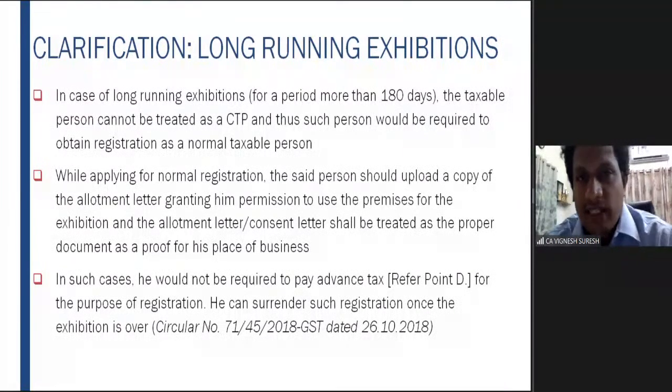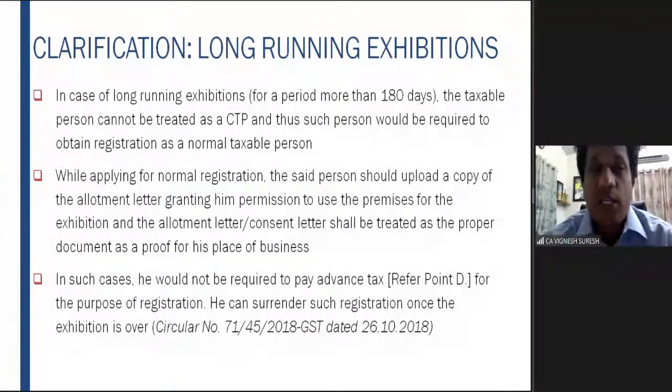In case of long-running exhibitions, that is more than 180 days, more than 6 months, such person cannot be treated as a casual taxable person, and he has to get himself registered as a normal person. When you are going as a normal person, copy of allotment letter is required, because in case you want a normal registration in any other state, the important point is getting an address proof. Like you need to have a proper rental agreement and you need to have proper electricity bill. But in this case, since he is only there for long running exhibition, he can attach the allotment letter granting him the permission, it will be treated as the proof for the place of the business.